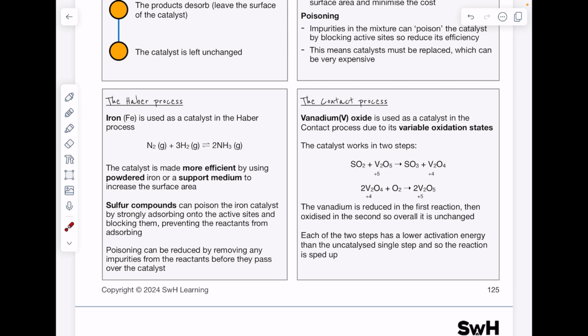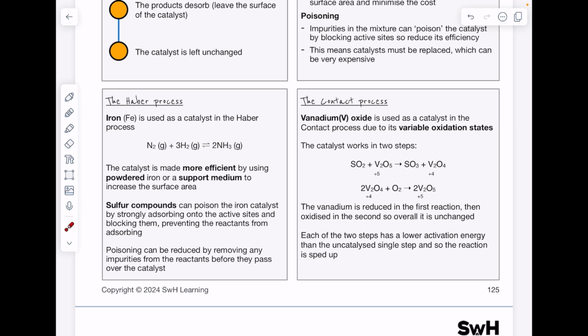In terms of these poisons, it's actually going to be sulfur compounds here which can poison the iron catalyst. The sulfur compounds strongly adsorb onto the active sites, blocking them, preventing the reactants from adsorbing. And we can reduce this by removing impurities from the reactants before they pass over the catalyst.